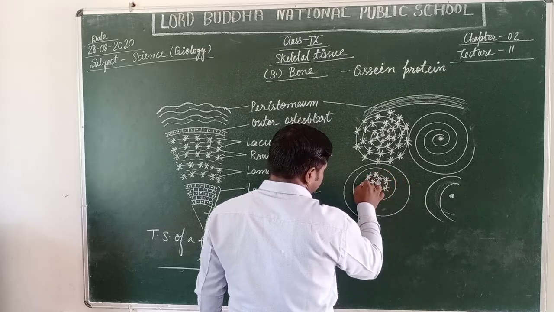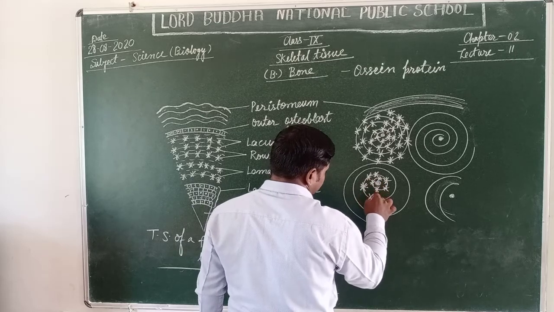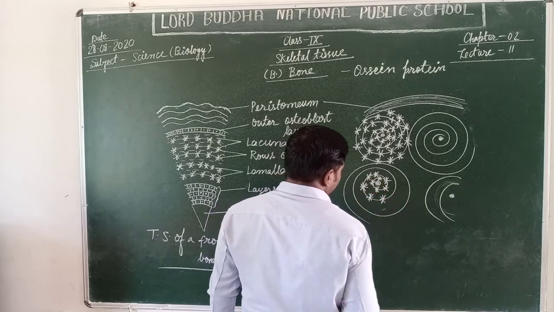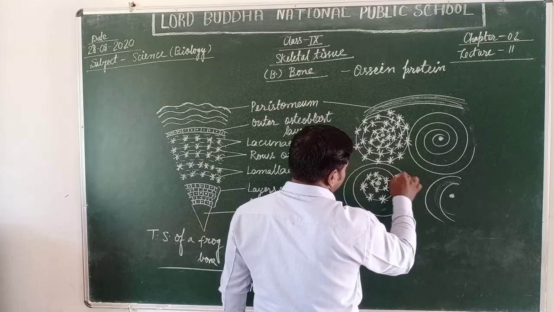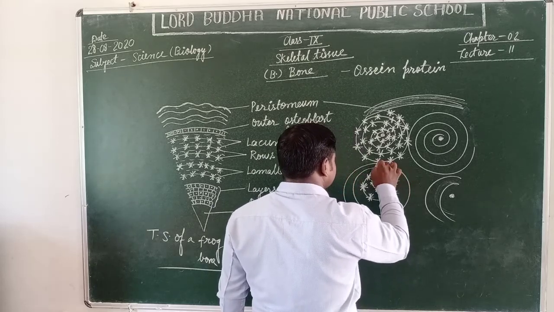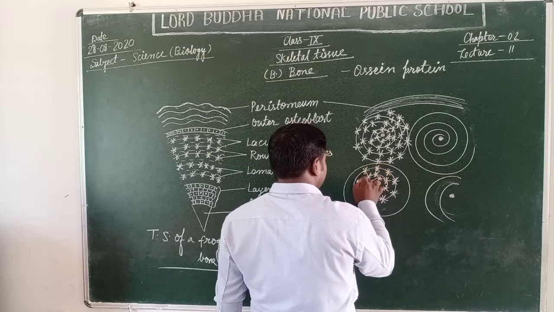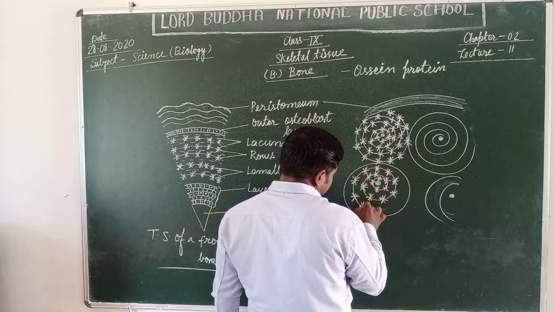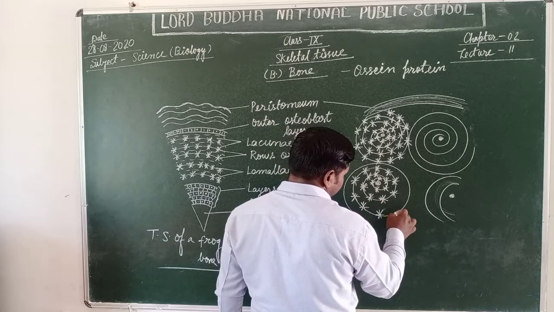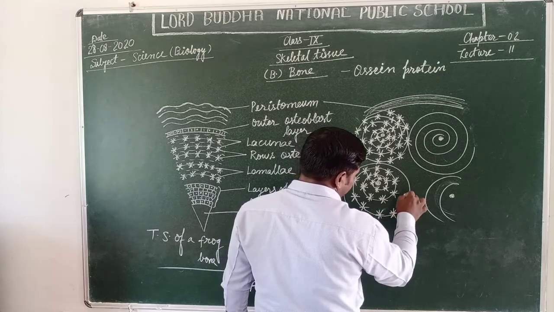This is the arrangement of osteocytes on the lamella, and around the lamella the spaces present are called lacuna, that contain the matrix of hard substances which is formed by calcium phosphate.